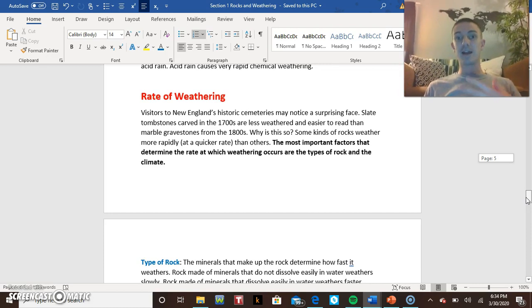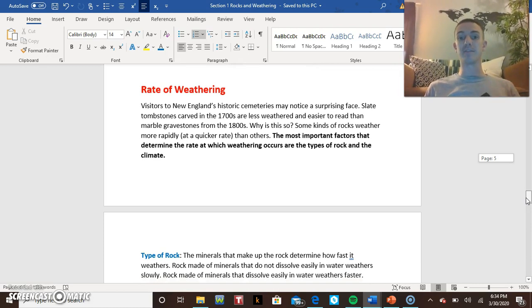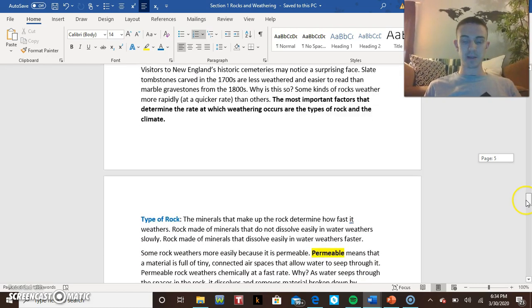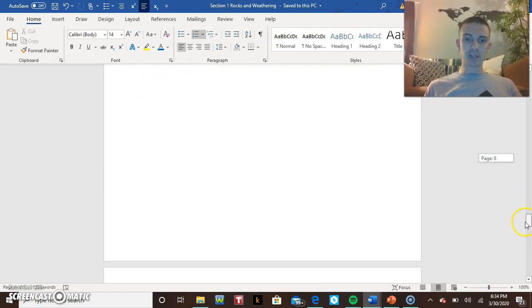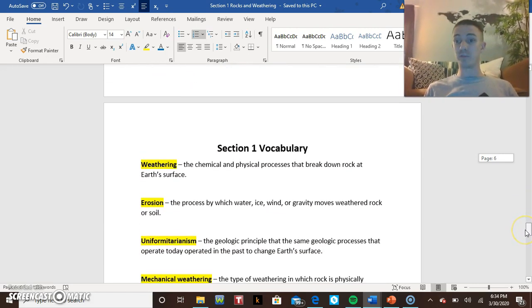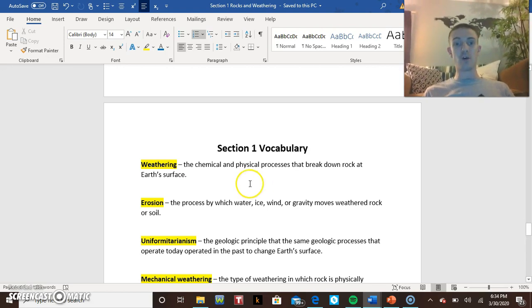We're going to be looking at chemical reaction rates again, but how they influence different minerals and different rock types. All right, and then you're going to get to the next section, which is just Section 1 vocab. So everything I highlighted, I defined for you. It's in order of the reading.